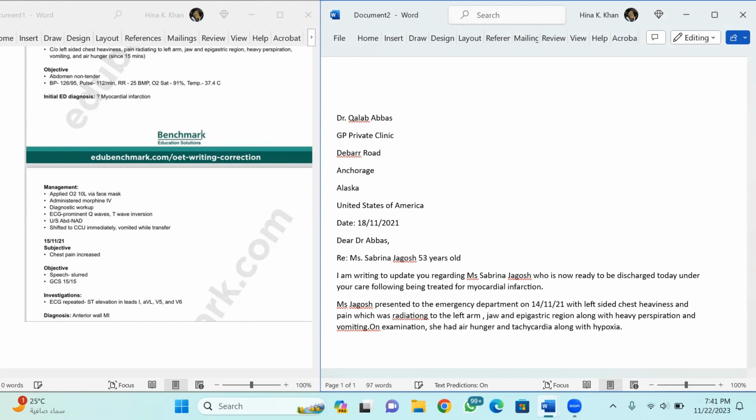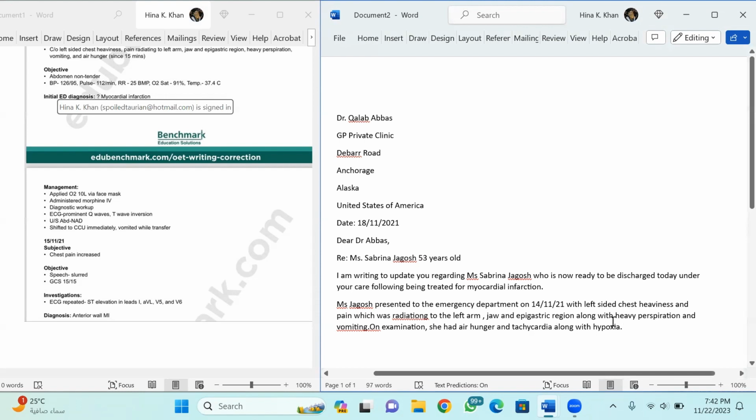if you want to use synonyms. Otherwise, you can just write okay, fine, on examination. You can write okay, she had a pulse rate of 112, a respiratory rate of, then you will have to write the full, okay, respiratory rate was 25. Okay, so you can write that also if you want. And if you want to use synonyms, you can use this also. Okay, she had air hunger, tachycardia, along with hypoxia. Okay, now that's done. Now my this one is done.